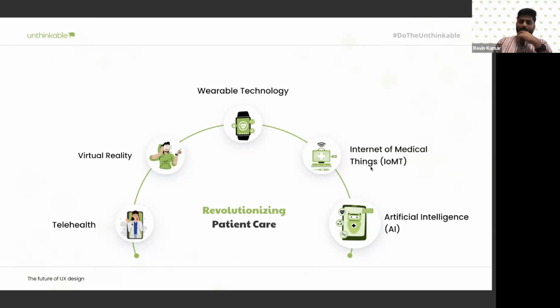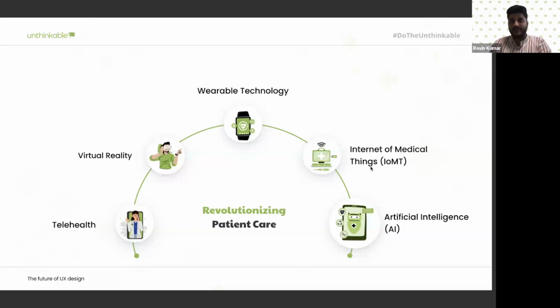And for patients, VR can help in pain management, rehabilitation, or mental health therapy sessions and so on. There is a vast number of possibilities where VR and AR can add a lot of value to healthcare technology.